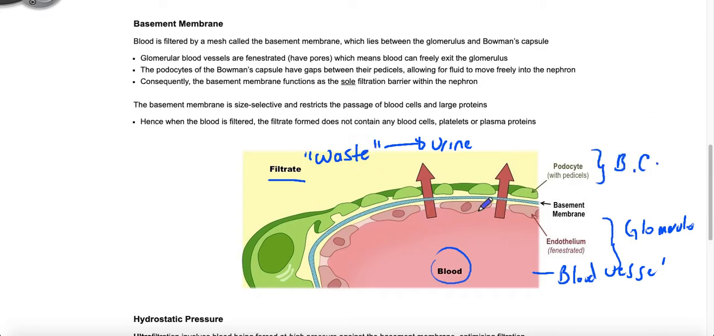Okay. So the basement membrane has these pores. That's what it means to be fenestrated, or to have pores, which means that fluid can exit freely. So it exits the glomerulus freely, but then that means that anything that's big is not going to be able to leave the blood. Okay. What else do you need to know about the basement membrane? Well, that's it, right? It doesn't allow blood cells, platelets, or plasma proteins to leave, only the filtrate.